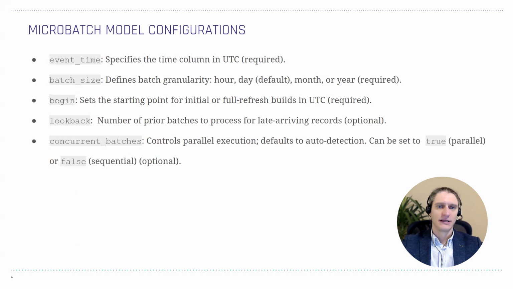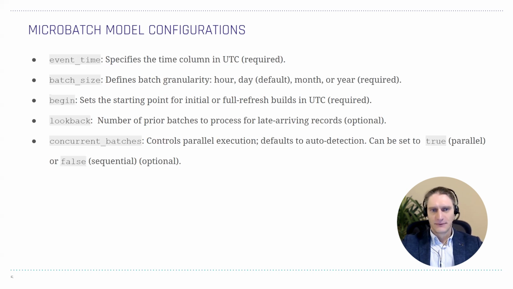Now let's talk about the key configurations for microbatch models. First, we have event time, which was mentioned before. It's the time column that defines when each event occurred. This column is crucial and needs to be set in UTC. Then there is batch size, which determines how data is grouped into batches. This setting was also mentioned before. You can set it to an hour, day, month, or even a year, depending on the granularity you need.